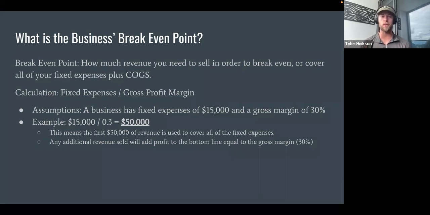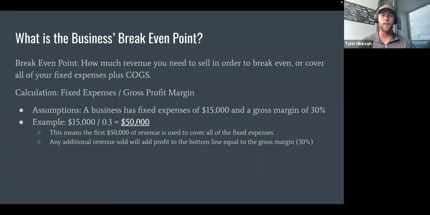So let's do one example. Let's say that a business has fixed expenses of $15,000 and a gross margin of 30%. The question is, what is my break-even point? Meaning, how much revenue do I actually need to sell in order to cover my fixed expenses of $15,000? So what you're going to do is take the $15,000, which is your fixed expenses, and divide it by 30% or 0.3, which is your gross profit margin. And it's going to give you a value of $50,000.